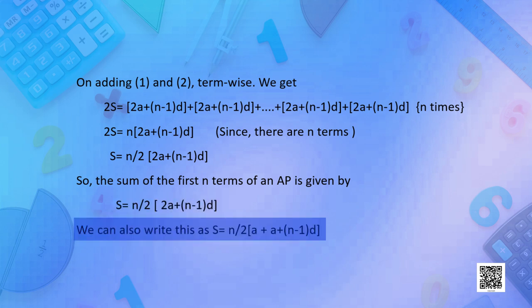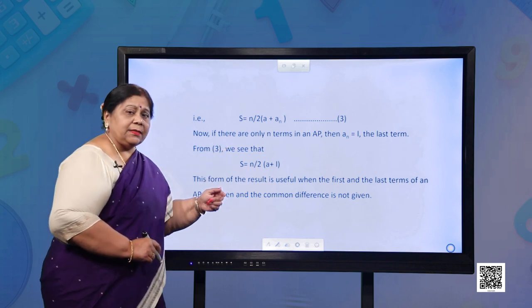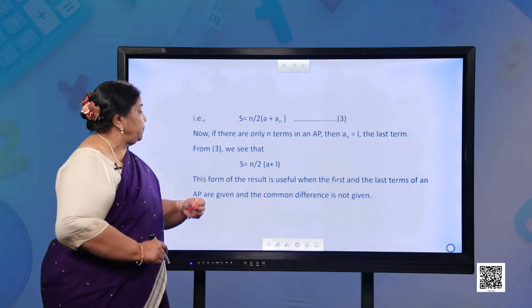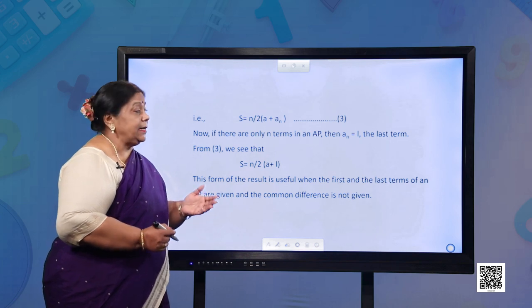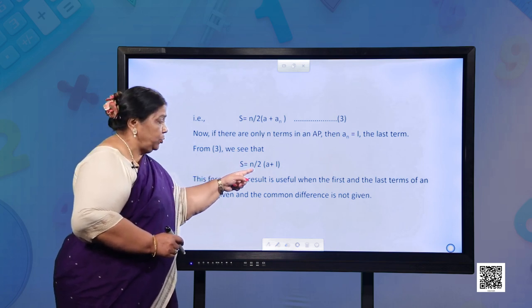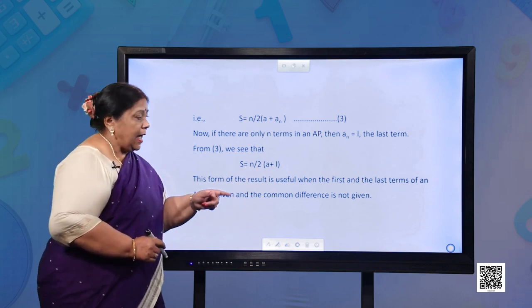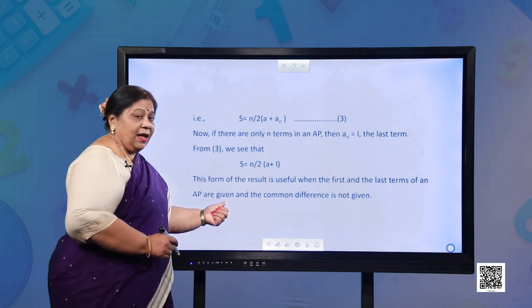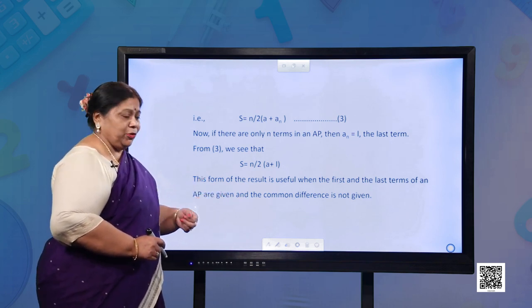We can also write this as S is equal to n upon 2 into a plus a plus n minus 1 into d, which could also be expressed as S is equal to n upon 2 into a plus a_n. Let us take this as equation 3. Now, if there are only n terms in an AP, then a_n is equal to l, that is, the last term. From equation 3, we see that S is equal to n upon 2 into a plus l. This form of the result is useful when the first term and the last term of an AP are given and the common difference is not given. So, let us make use of these and solve some questions.